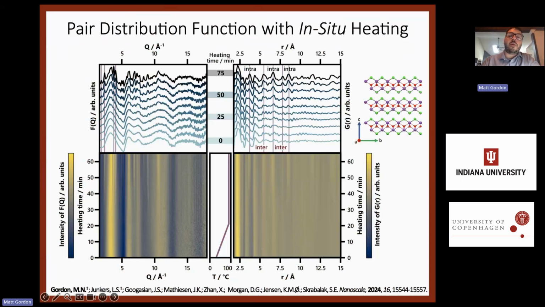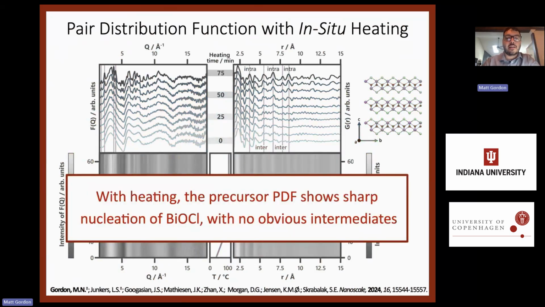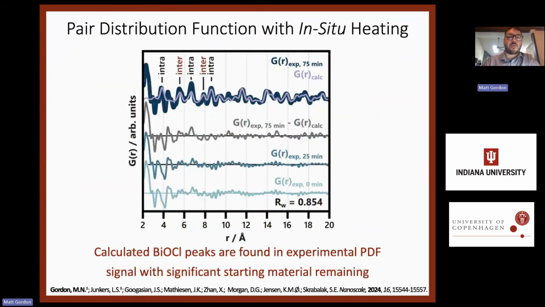One of the things we saw was that we went from precursor to product without any noticeable intermediates, which was a very unique finding that kind of showed us that our original hypothesis was on a good track. No obvious intermediates was one of the major takeaways from this portion of the paper.